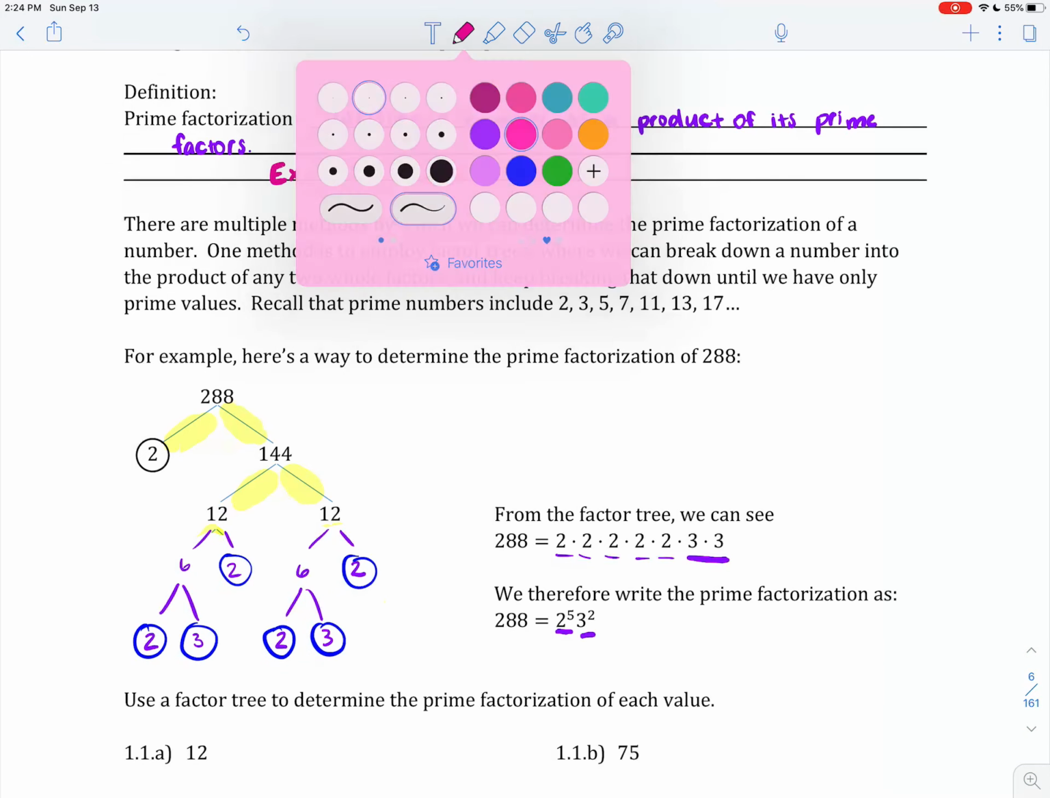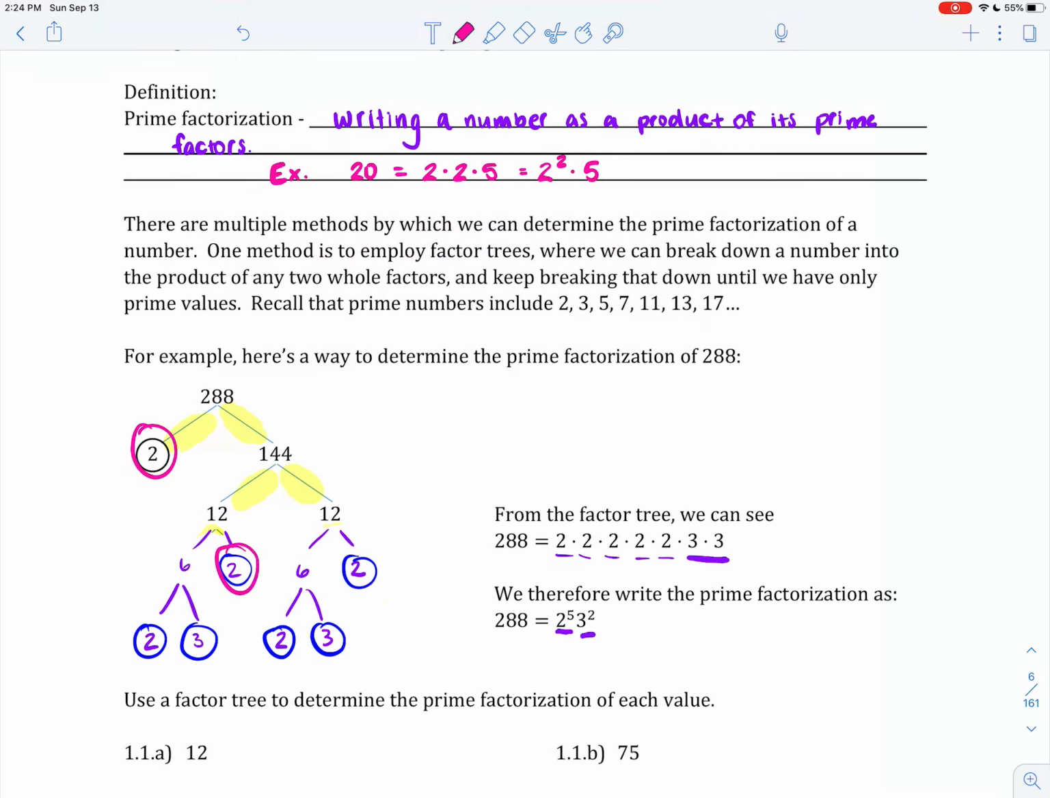Okay, let's try it this way. So you can see that we still have 1, 2, 3, 4, 5 twos, just like we have here, and 2 threes. Wow. Just like we have there. So it doesn't actually matter how you break it down, as long as you keep on going until you end up with your prime factors. That's really wicked cool. I didn't realize math was so much fun.